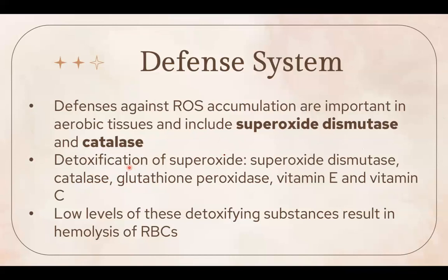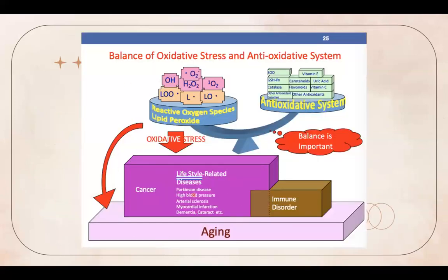And so the detoxification of superoxide can happen with superoxide dismutase, catalase, glutathione peroxidase, the GSH peroxidase that we spoke about in the slides previously. Vitamin E, vitamin C. That's why they say orange juice is really good. It's an antioxidant. I'm sure the girls would know, vitamin C, they say put it on your skin. It's an antioxidant. It resolves hyperpigmentation, and so on. It's because it neutralizes the ROS. And then low levels of these detoxifying substances can obviously lead to hemolysis of RBCs, and basically all of these diseases.